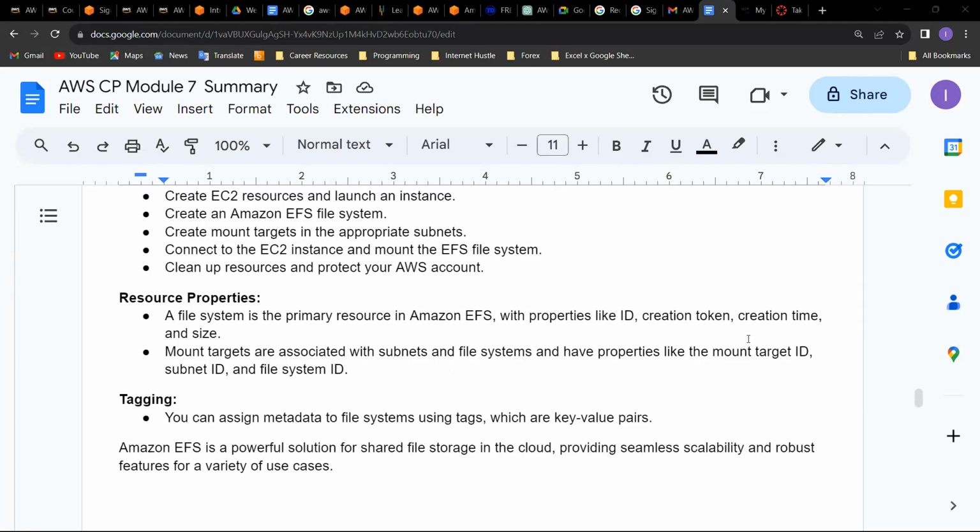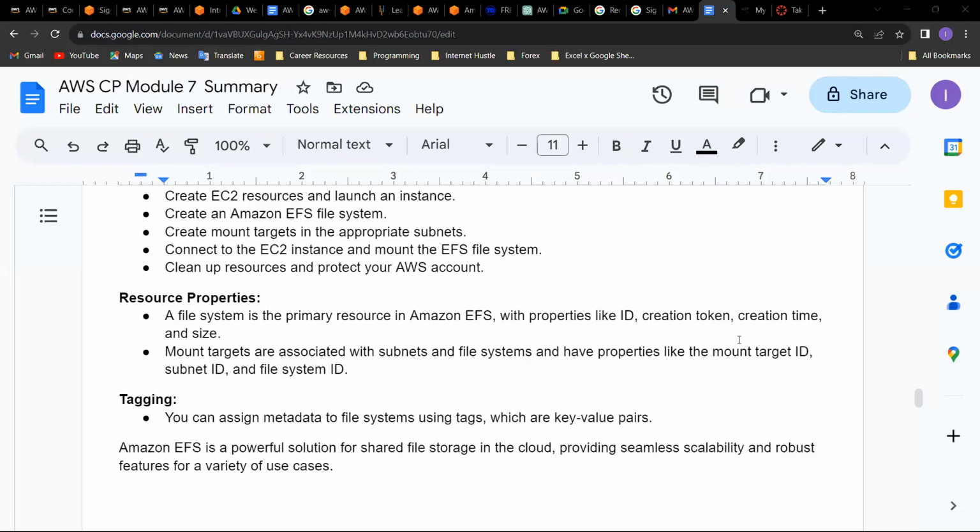All right, so for properties that you can just use to identify your EFS volume, like the ID, there is a token that is generated when you create it, the time that you created it, and then the size. So it's more or less like metadata, right? Metadata about your EFS volume.